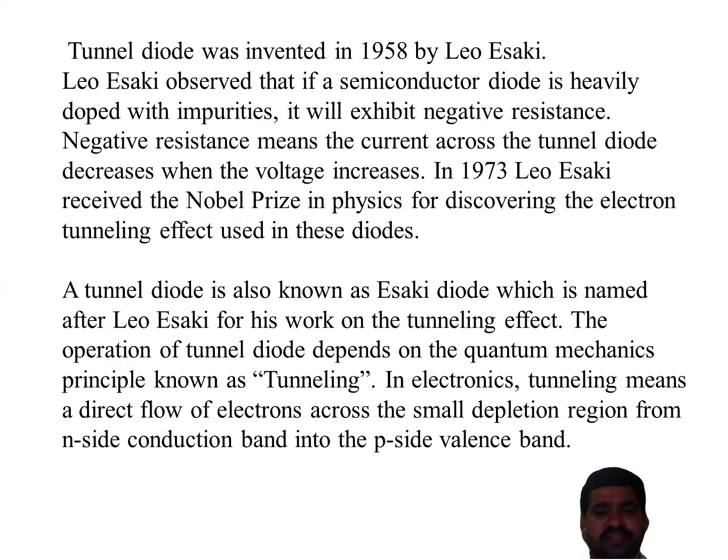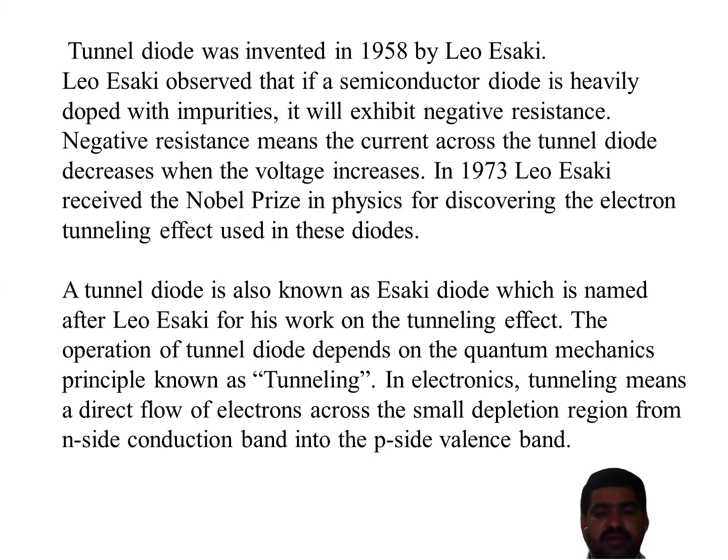In 1973, Leo Esaki received the Nobel Prize in Physics for discovering the electron tunneling effect used in these diodes. A tunnel diode is also known as Esaki diode. This is another name of tunnel diode, which is named after Leo Esaki for his work on the tunneling effect. The operation of the tunnel diode depends on the quantum mechanics principle known as tunneling.